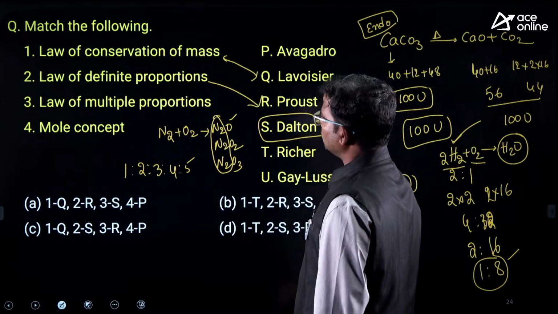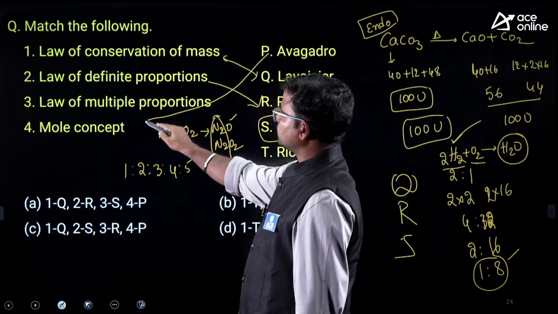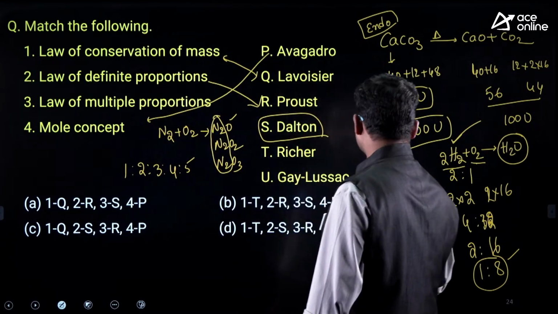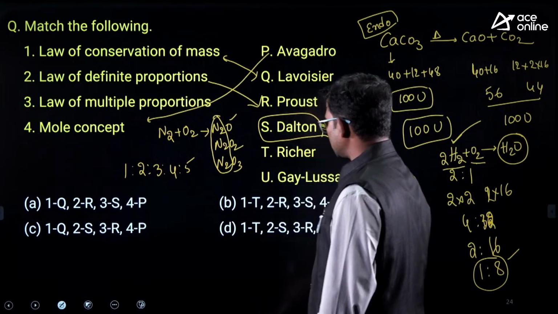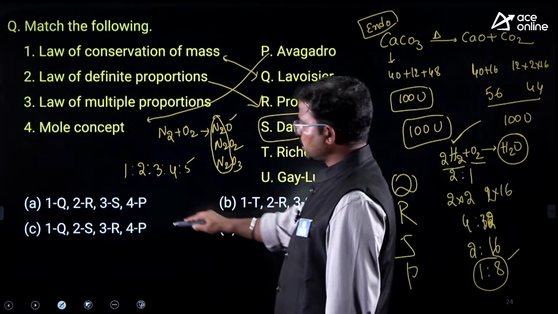Okay, right. So next, mole concept. Mole concept was proposed by Avogadro. Nothing but P. So QRSP. Option A is the right answer.